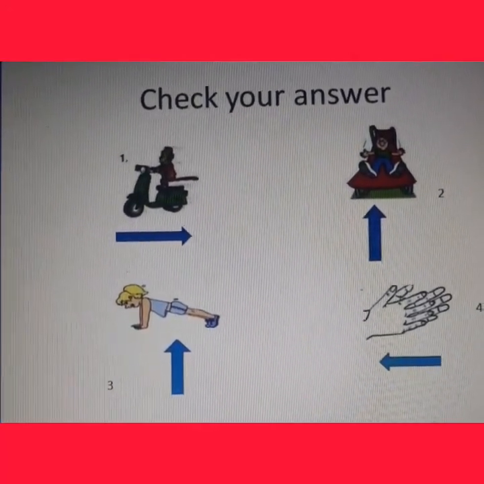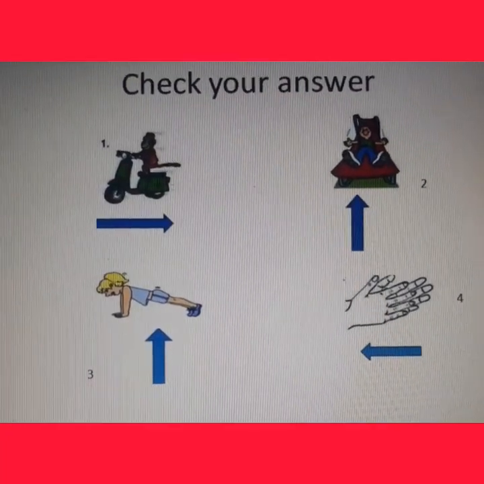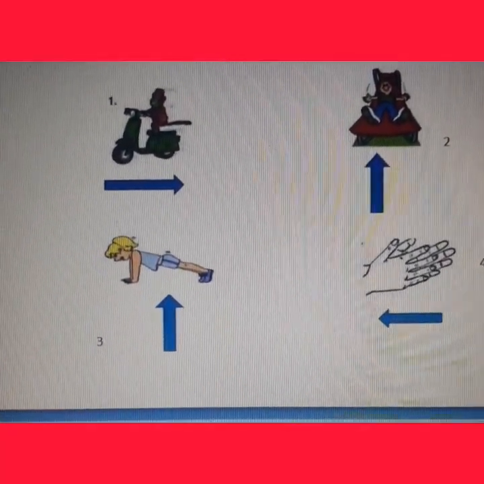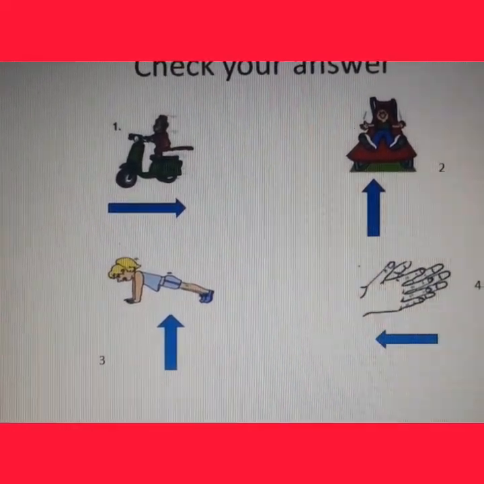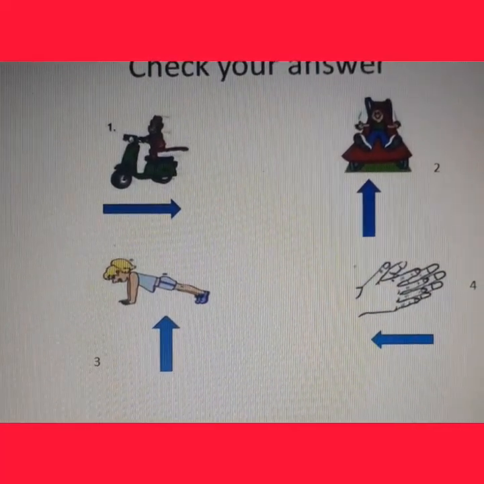Please check your answers to understand that the force of friction always works in the opposite direction to the motion of the object.